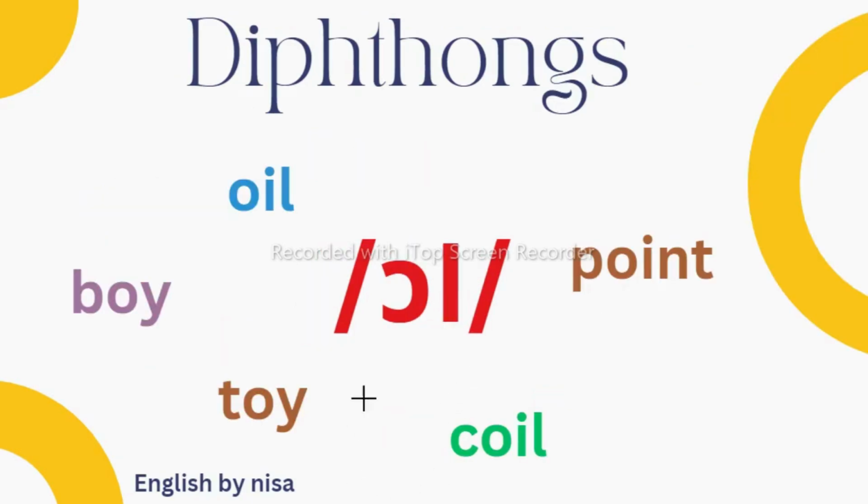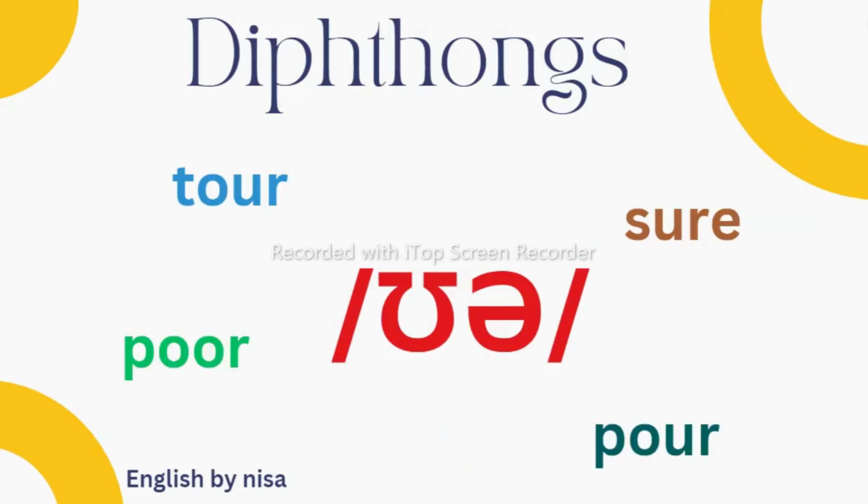Now another diphthong: we have this inverted C and I, which produce the oi sound, like in oil, boy, toy, coil, and point. Here we are concerned about the sound. Remember the sound, this produces the oi sound. Now this is the last diphthong. Here we have U and inverted E, which produce the sound or, like in sure, tour, and poor. So these are all 8 diphthongs.